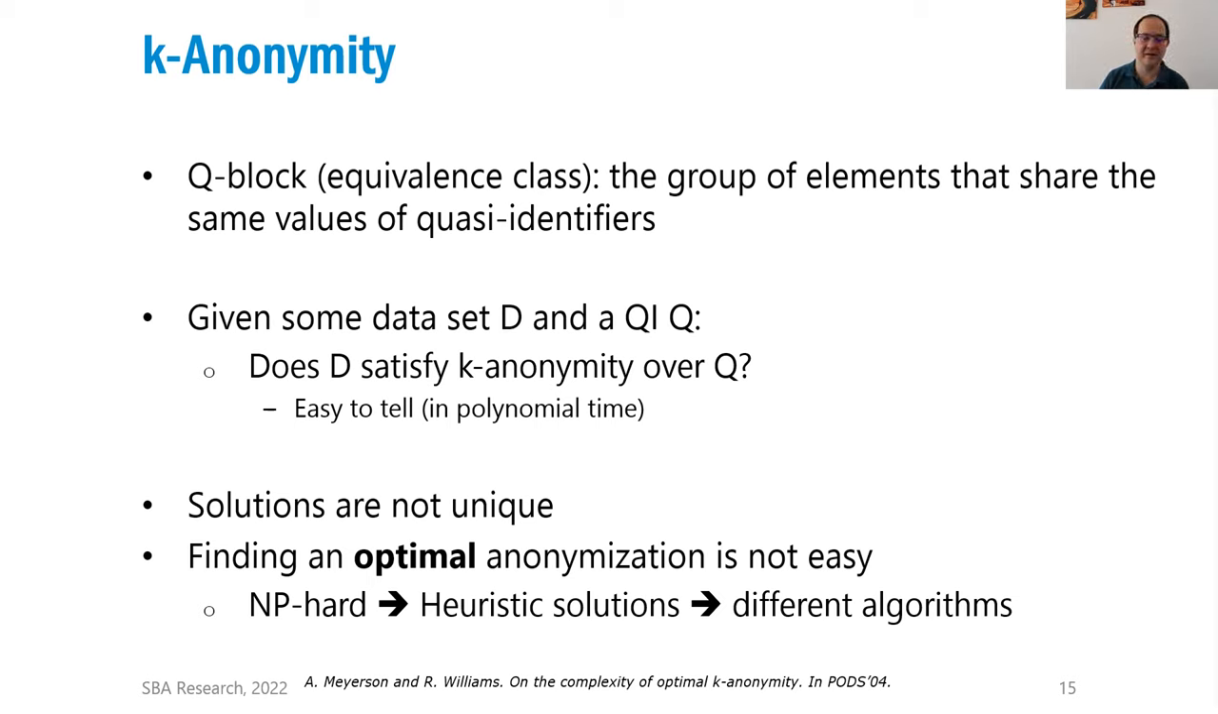This is basically a large search space, and therefore you have many heuristic solutions that find an approximately optimal solution, and there are many different algorithms. So if you talk about K-anonymity, there's not one K-anonymity algorithm, but there are at least like 10 different algorithms that try to find an optimal solution.